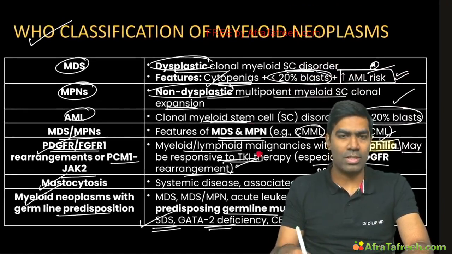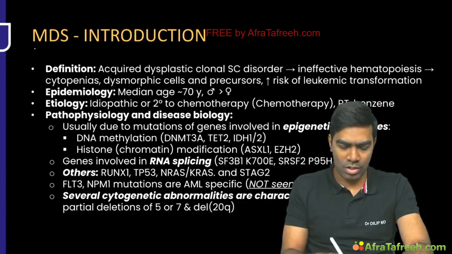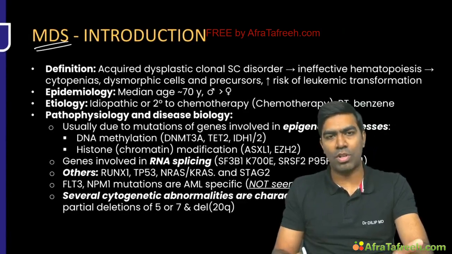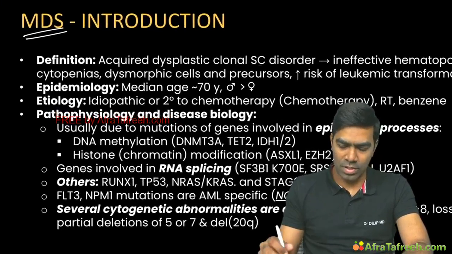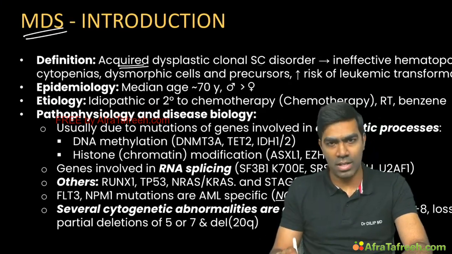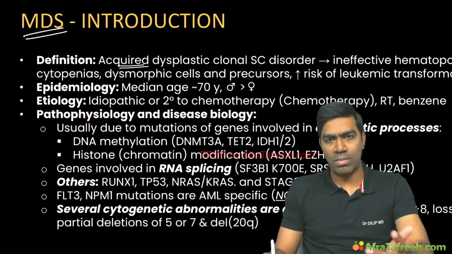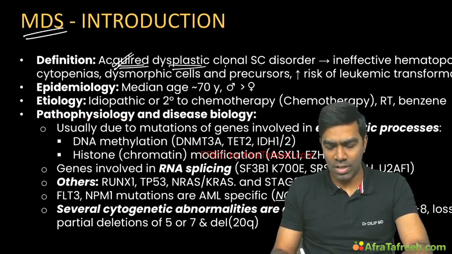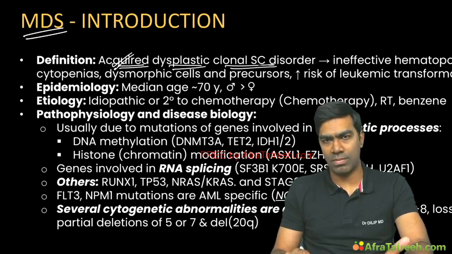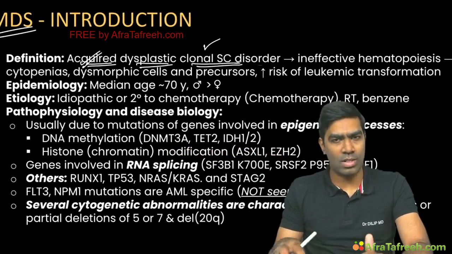So that's it. So this is the WHO classification of myeloid neoplasms. Now let us move on to the discussion on individual disorders. First, I'm going to talk about myelodysplastic syndrome. Again, let us look at the definition one more time. So it's an acquired disorder. It's not an inherited disorder or a disorder due to germline mutations, and basically an acquired disorder in most patients. And you're going to have a dysplastic maturation of the stem cells. So it's kind of a dysplastic clonal stem cell disorder.